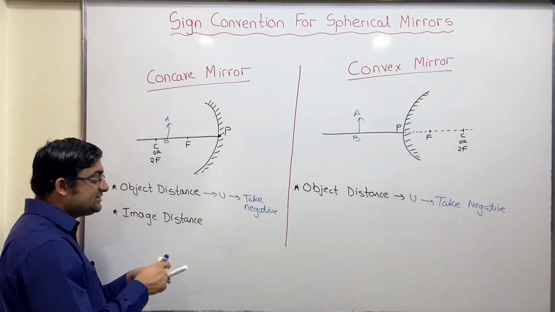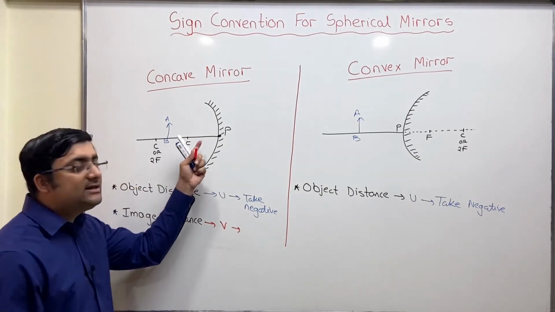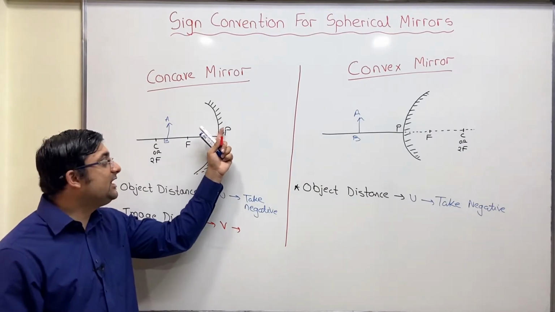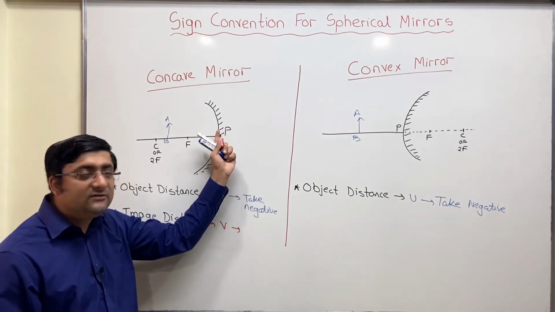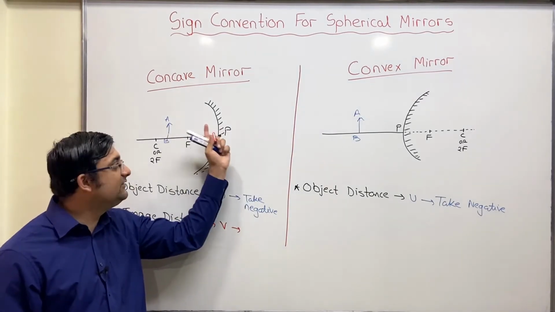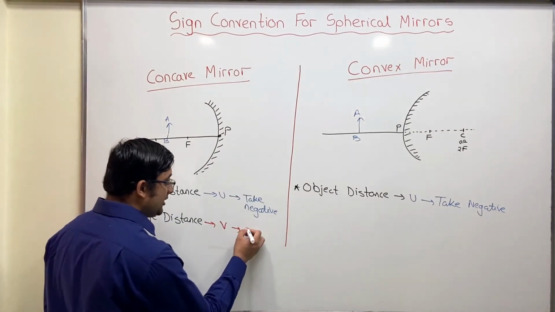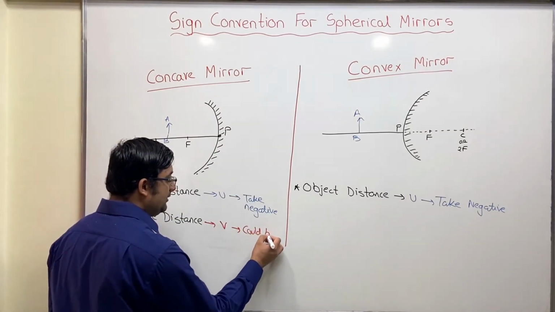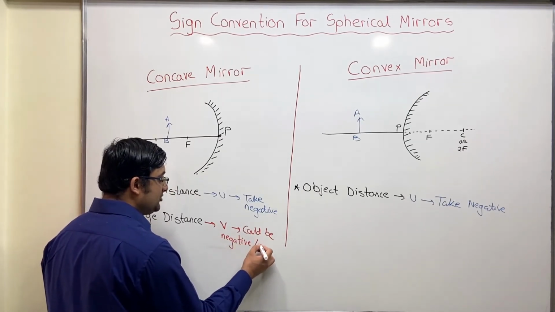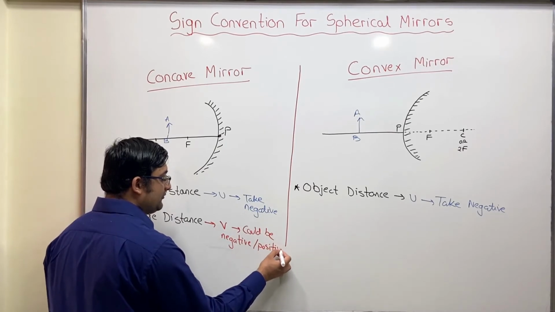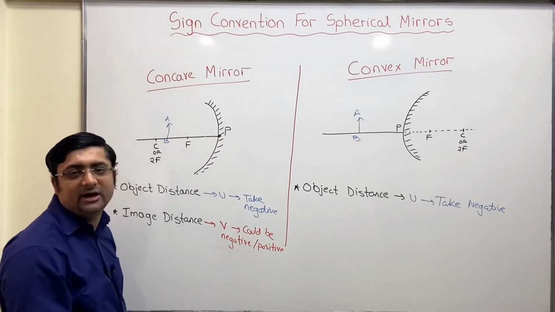Now the next thing, guys, we'll talk about is image distance. Image distance is denoted by the letter V. Is this clear? Now in the case of a concave mirror, we have seen the image may be formed to the left of the mirror or it may be formed to the right of the mirror, right? If the image is formed to the left, it is negative. If it is formed to the right, it is positive. So it could be negative or positive, depending upon the case. For example, if the object is within the focal length, the image will be positive. If it is beyond, it will be negative.